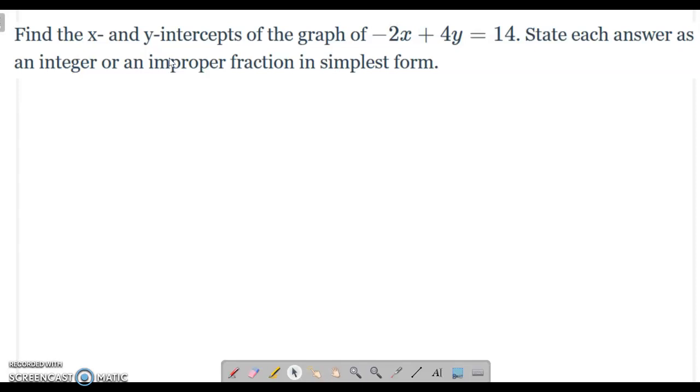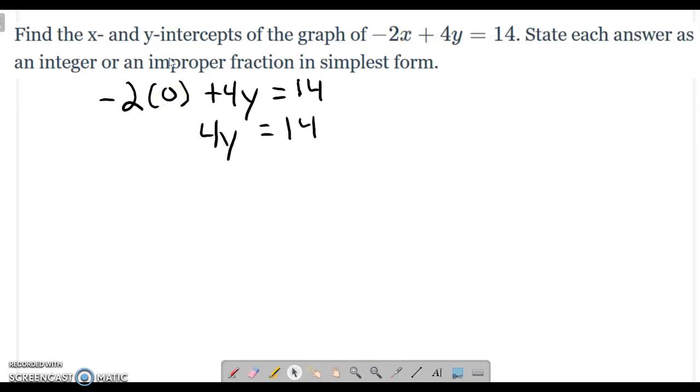So first we're going to find the y-intercept first. And it doesn't matter which order you find them in, as long as you find them both and put them in the right spot. So I'm going to plug in 0 for x. And then 0 times negative 2 gets you 0. Then you have 4y is equal to 14.